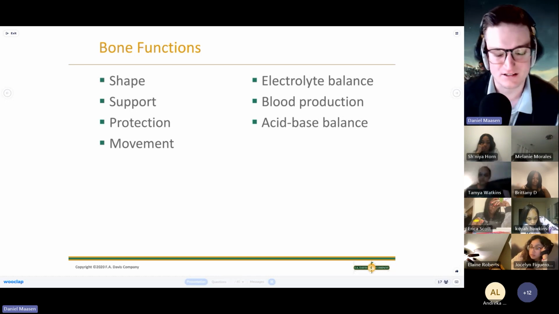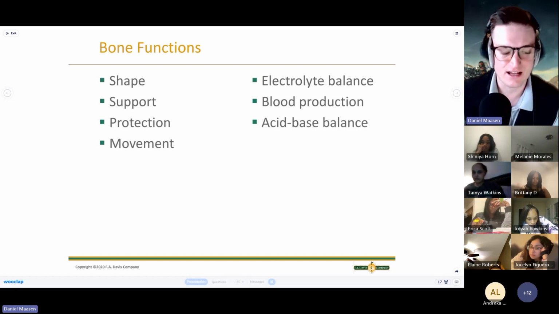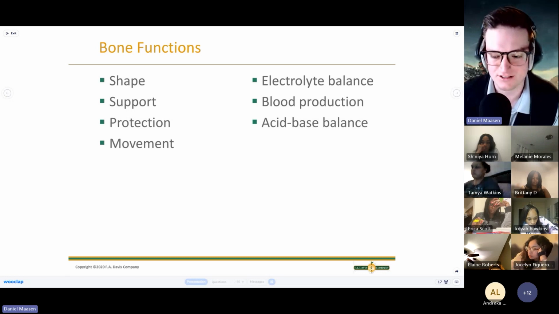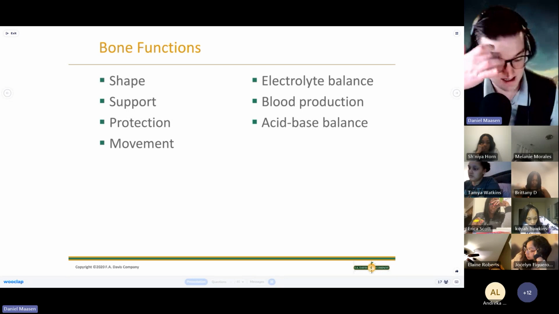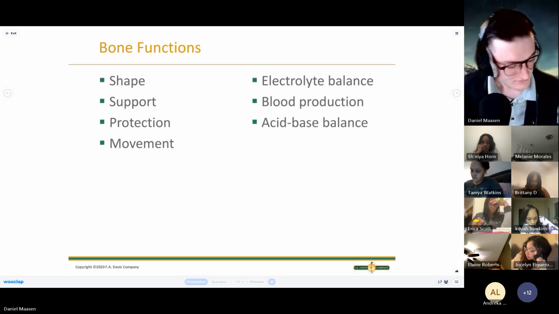I think the biggest thing, though, that I can guarantee I'll ask you about is blood cell production. You've got to remember: bones equals bone marrow equals blood cell production.